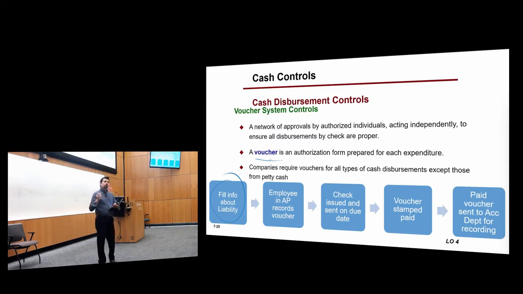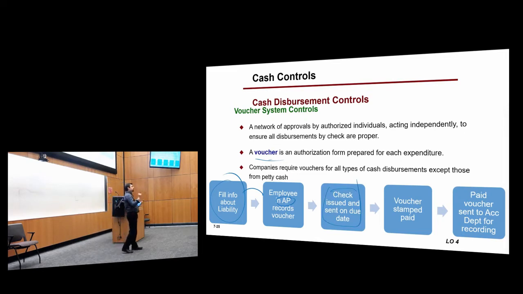So the company would fill in the information on this voucher. This voucher is then sent to an accounts payable employee to enter it in the register, right? To record that voucher, to record that we have a liability, and this is the record of the liability. After approval and everything like that, if everything is approved, a check would be issued and sent, for example, to the supplier, or to the vendor, or to the company we are paying. So the check is issued and it's sent on the due date.